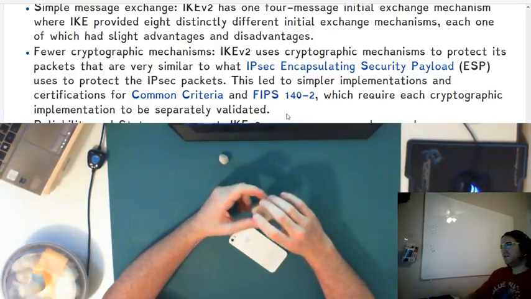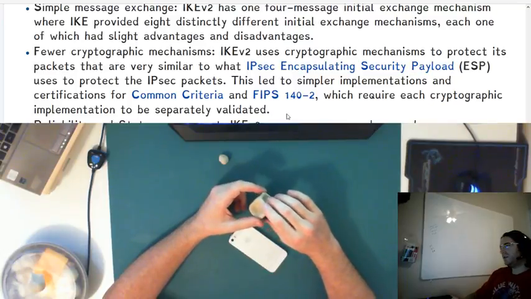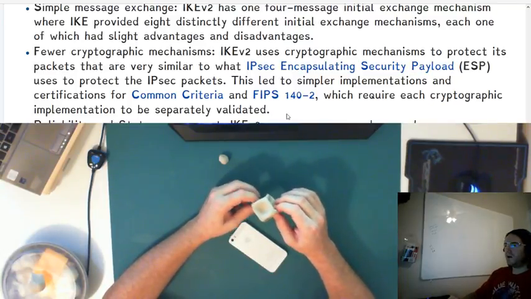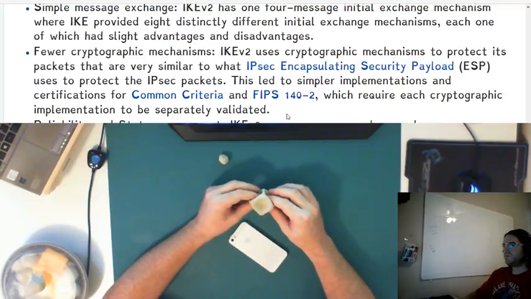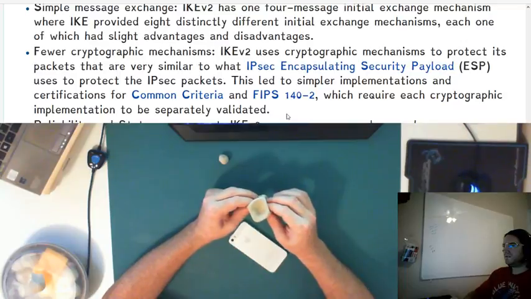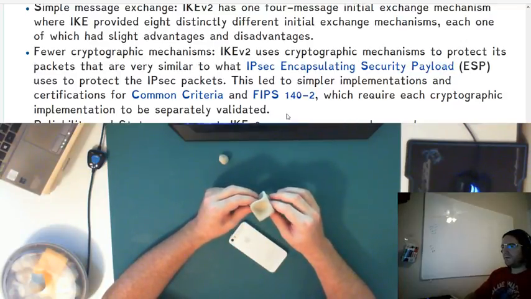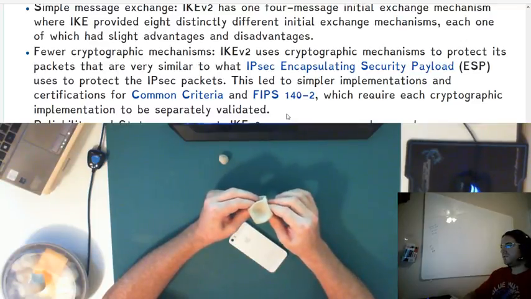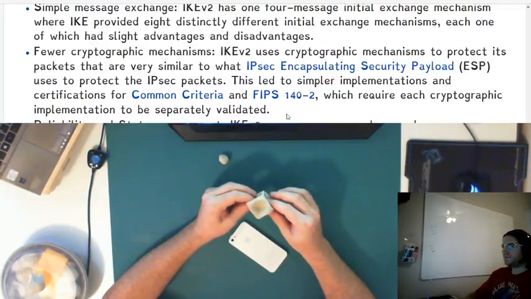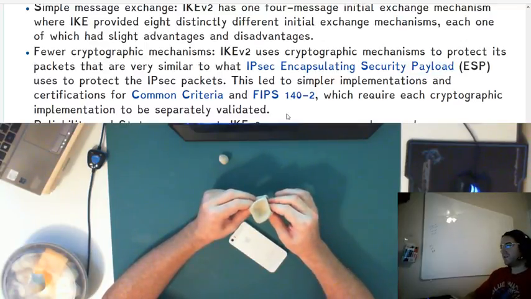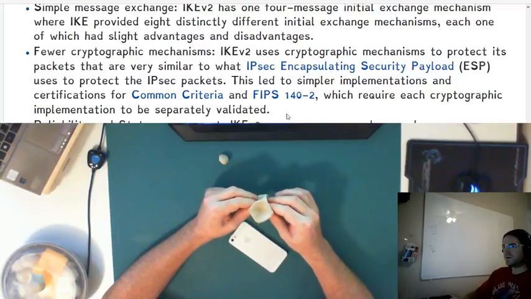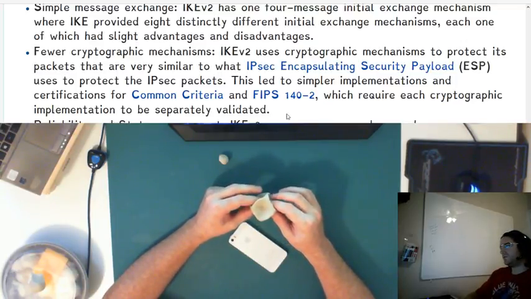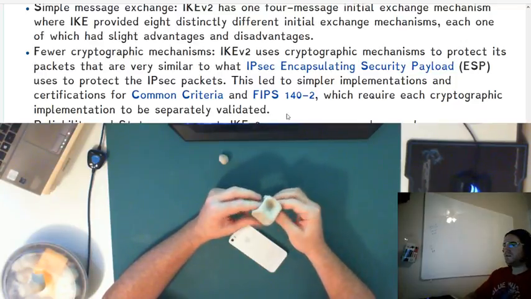Simple message exchange. IKEv2 has one 4-message initial exchange mechanism, where IKE provided 8 distinctly different initial exchange mechanisms. Each one had slight advantages and disadvantages. Fewer cryptographic mechanisms. IKEv2 uses cryptographic mechanisms to protect its packets that are very similar to what IPsec Encapsulating Security Payload uses to protect the IPsec packets. This led to similar implementations and certifications for Common Criteria and FIPS, which require each cryptographic implementation to be separately validated.